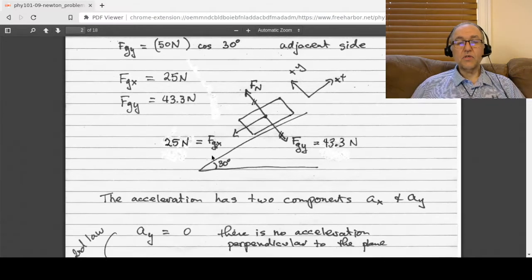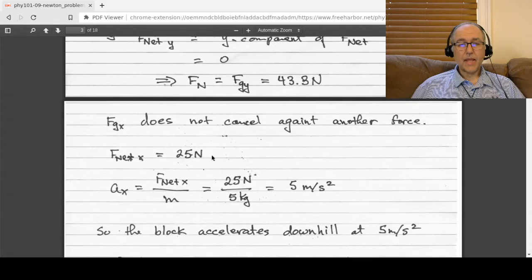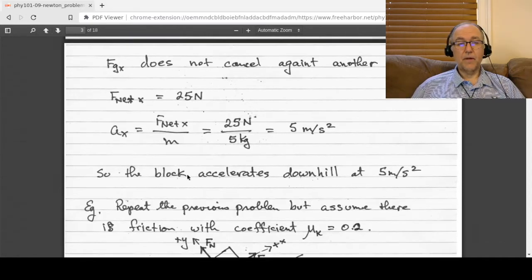So there's our first problem, and we solved what we asked for, which was, what is the acceleration? The answer is, the acceleration is down the inclined plane at 5 meters per second squared. That's half a g. Half a g.